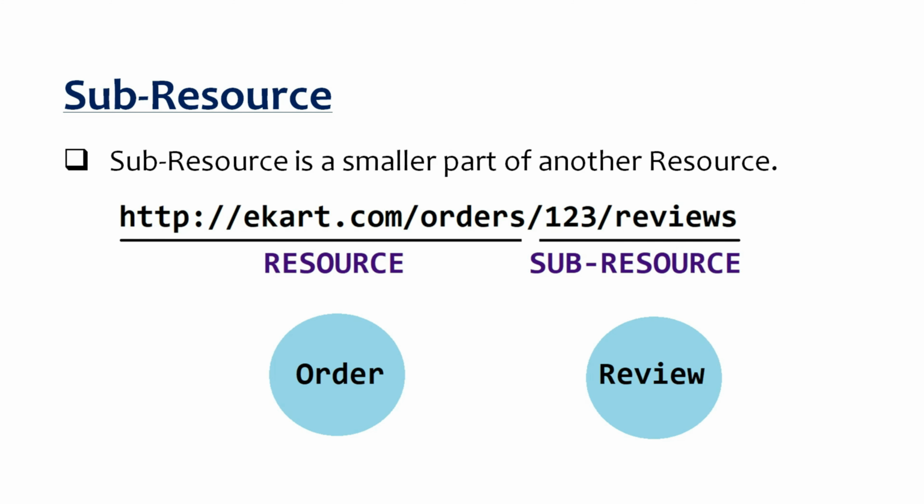Next, sub-resource. A sub-resource is the smallest part of another resource. In an e-commerce application, customers can place orders and provide reviews and all. These all come under sub-resources. For example, in an e-commerce application, the main resource is, for example, here order. The sub-resource is reviews, like that. Sub-resource is nothing but the smallest part of another resource.